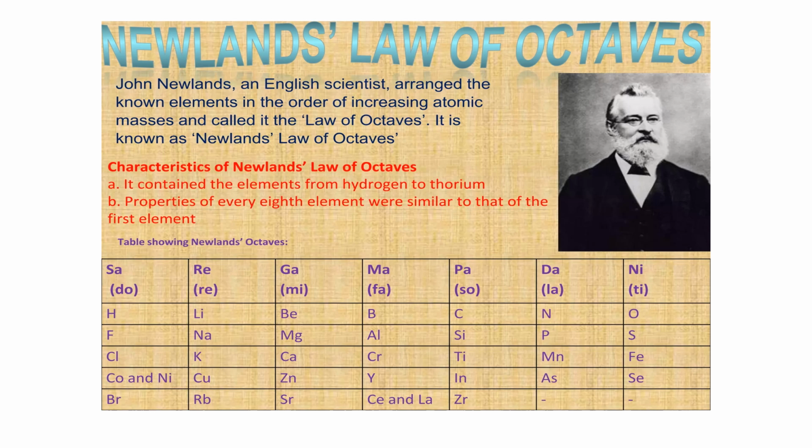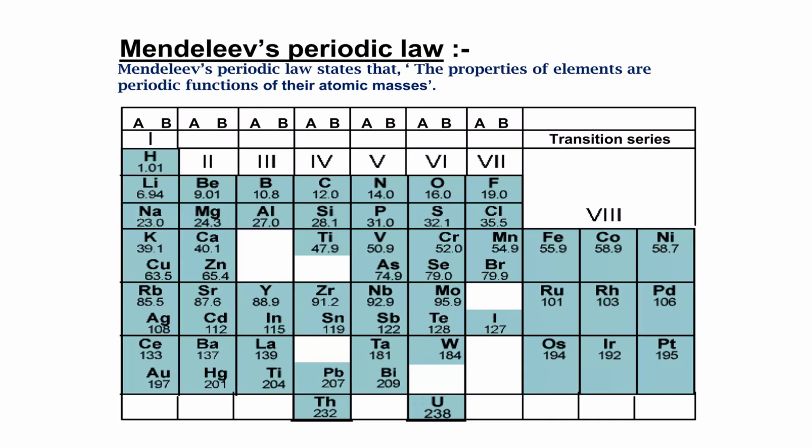John Newlands, an English scientist, arranged the known elements in the order of increasing atomic masses. These are the characteristics of Newlands' law of octaves. It contained the elements from hydrogen to thorium. Properties of every eighth element were similar to that of the first element.